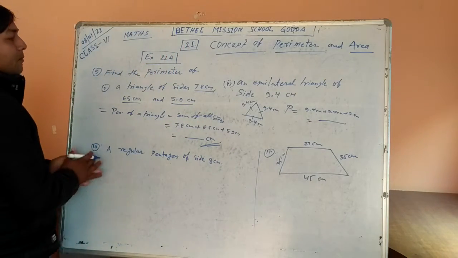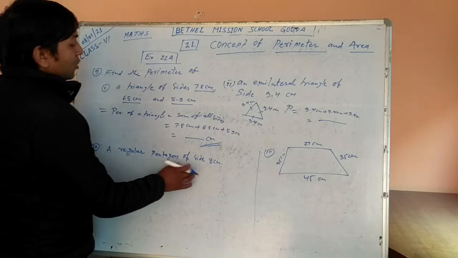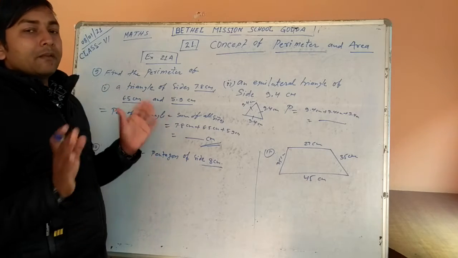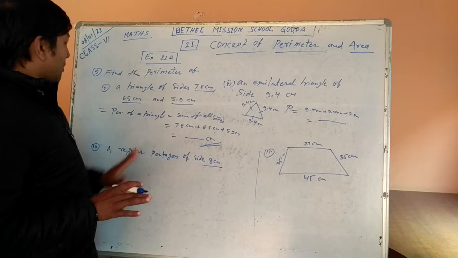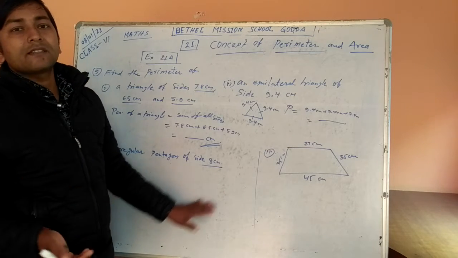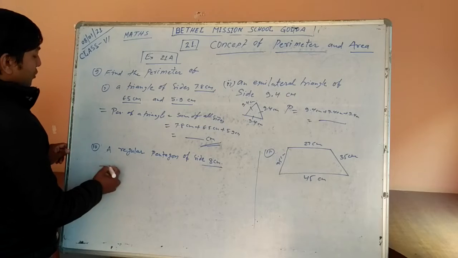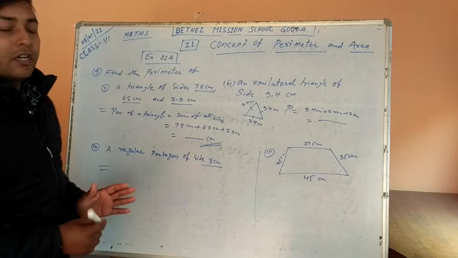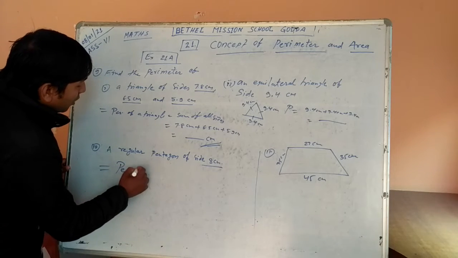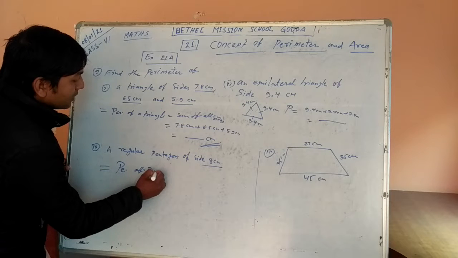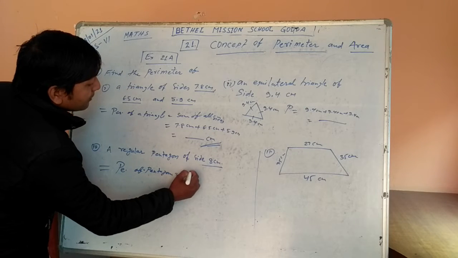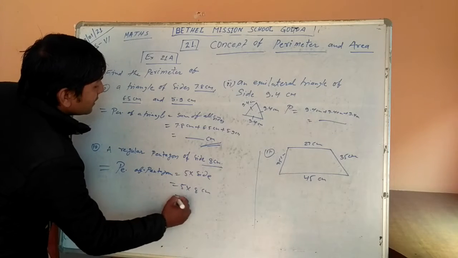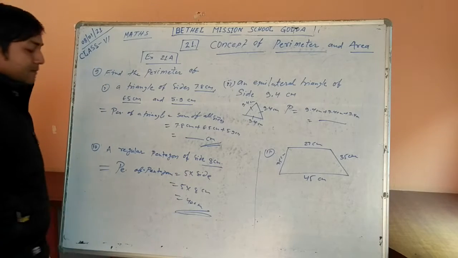Okay, now 10th number question says a regular pentagon of side 8 centimeter. You have to find the perimeter of the regular pentagon of side 8 centimeter. In a pentagon, you know how many sides are there? There are 5 sides in a pentagon. So perimeter of a pentagon equals 5 into one side. 5 into one side, which is 8 centimeter. 40 centimeter is the answer.